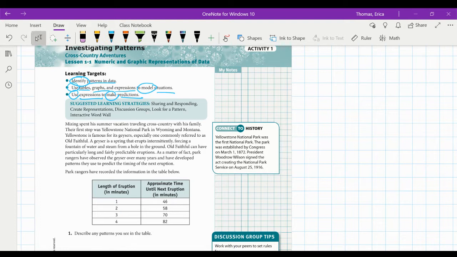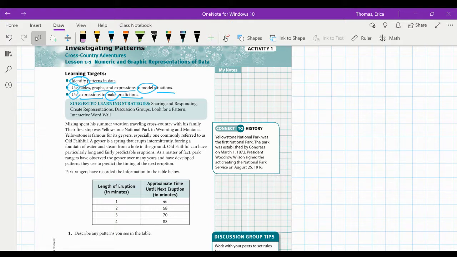We're going to start with reading this paragraph. Meising spent his summer vacation traveling cross country with his family. Their first stop was Yellowstone National Park in Wyoming and Montana. Yellowstone is famous for its geysers, especially one commonly referred to as Old Faithful. A geyser is a spring that erupts intermittently, forcing a fountain of water and steam from a hole in the ground. Old Faithful can have particularly long and fairly predictable eruptions.